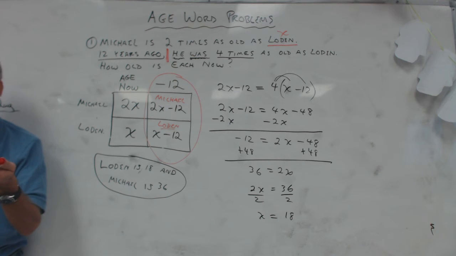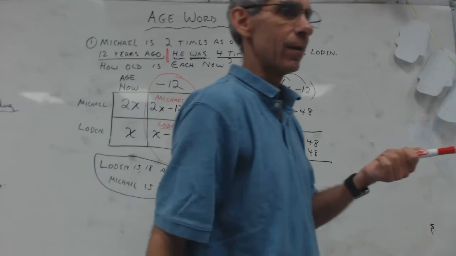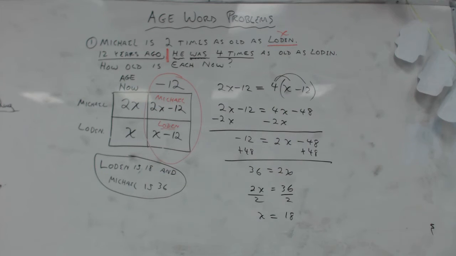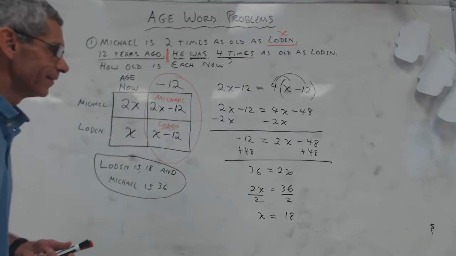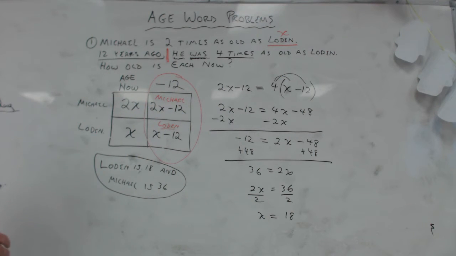Did you write all this down? Dude, do not tell me you did not write all this down. Okay, write it all down. Everybody, make sure you write this stuff down. Okay? Write fast.